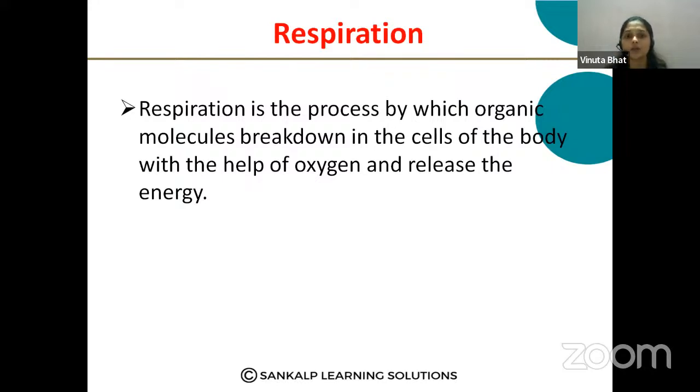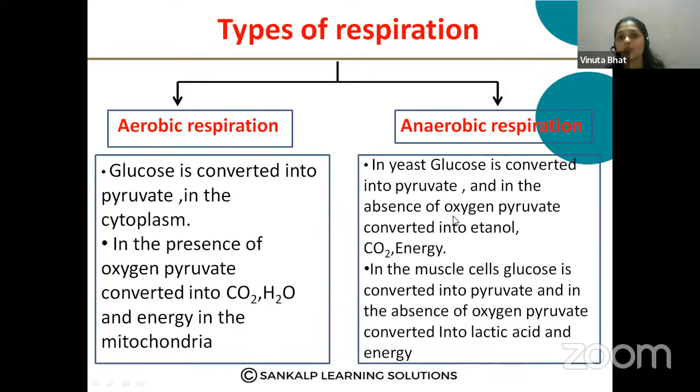Okay. So you know that respiration is the process where we take in the oxygen, and that is used for the breakdown of the complex molecules, and it releases the carbon dioxide, and that is expelled through our nose. Okay, so there are two types of respiration. First type is the aerobic respiration. Second type is the anaerobic respiration. What is this aerobic respiration?